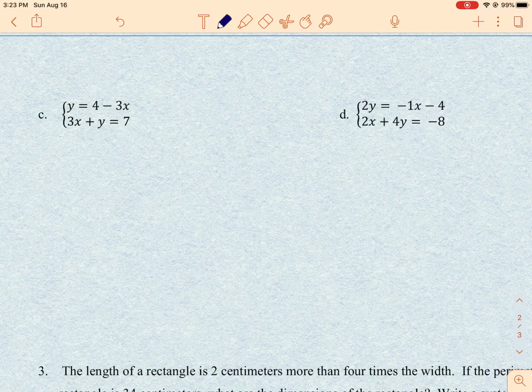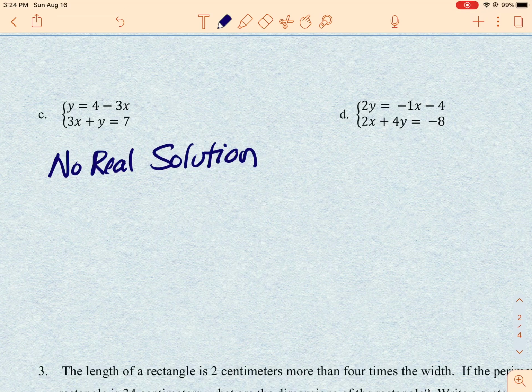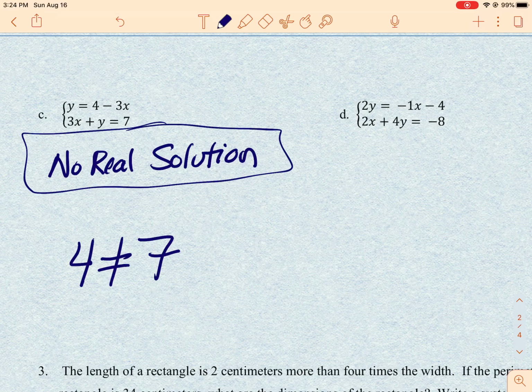When you solve C, you should be getting no real solution. That's saying when you went to solve, you ended up getting something that was a false statement. I believe you got something like 4 equals 7. That's not true, so that's why you got no real solution.